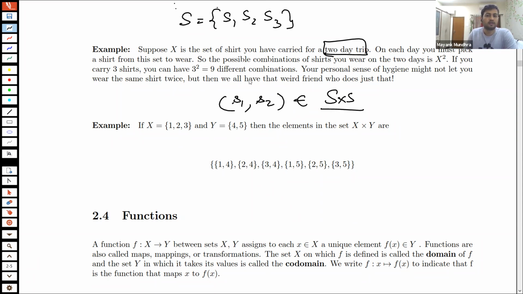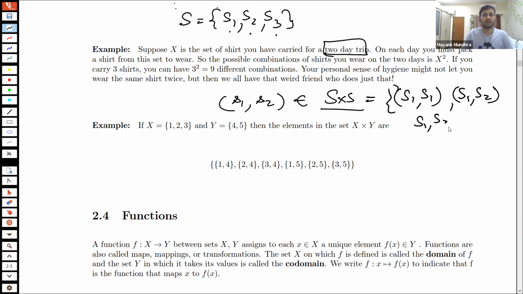Small s is the shirt worn on day 1. Capital S1 is the first shirt that you have. Let's say blue shirt, green shirt, red shirt, whatever. RGB, red, green, blue. So S cross S will have elements like S1 comma S1, S1 comma S2, S1 comma S3, and so on. What is S1 comma S1? S1 comma S1 is you wear shirt 1 on day 1 and you wear shirt 1 on day 2.